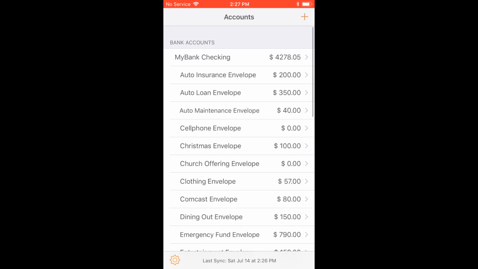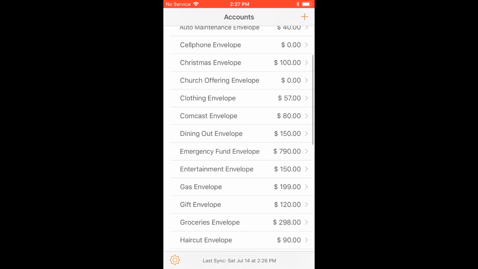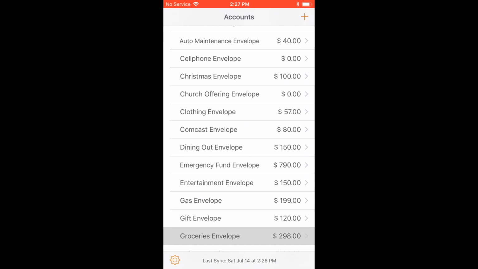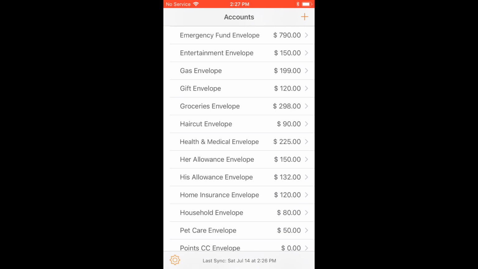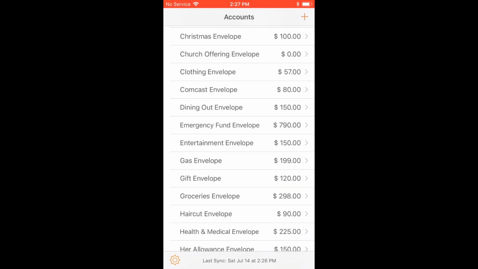So that's very handy. So again, you've got all of the information on here, so you can look to see if you're out grocery shopping, how much money you have in your grocery envelope, which is down here. You can look to see how much money you have, maybe in your clothing or dining out.